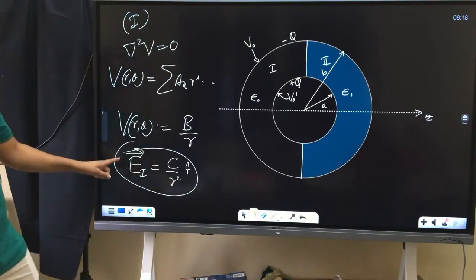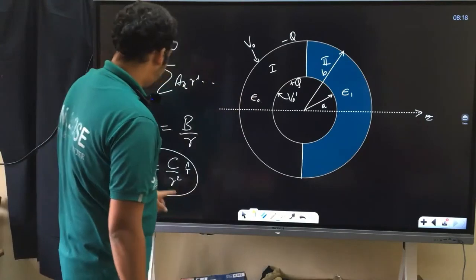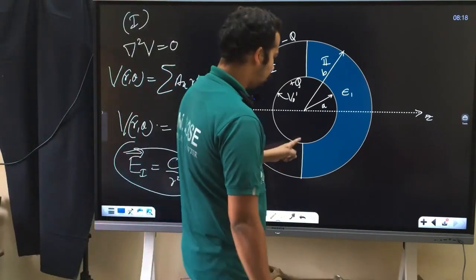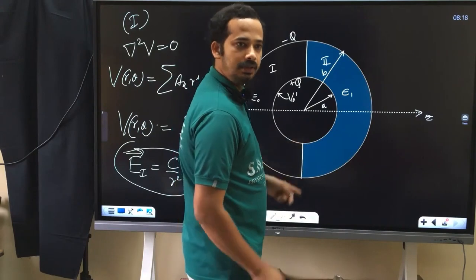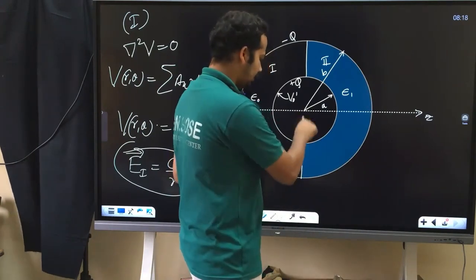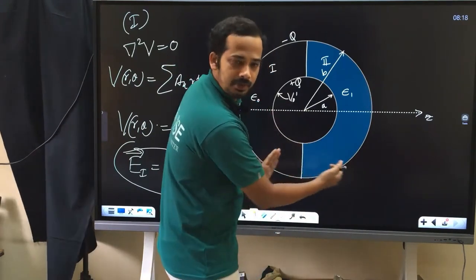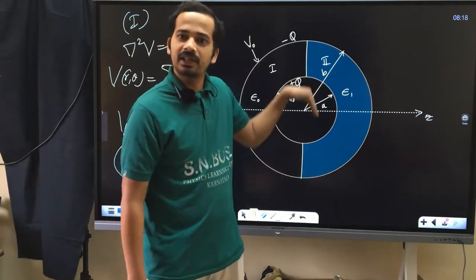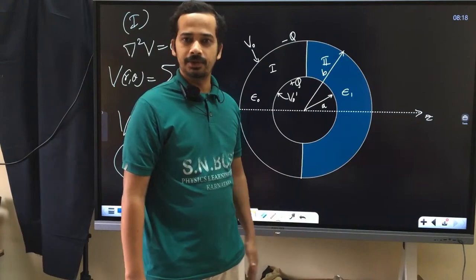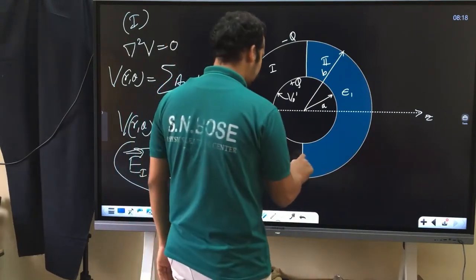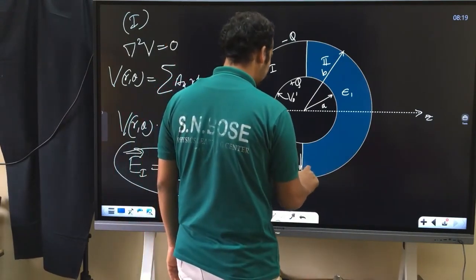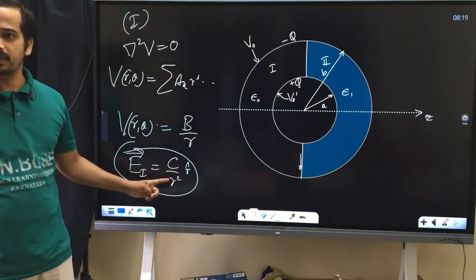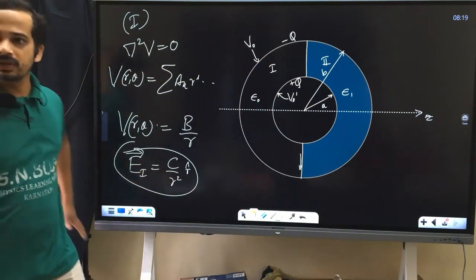Once the electric field in the first region is C by r square r cap, now look into this interface. This interface is radial, am I right? The interface between air and dielectric is radial here. So the electric field itself is a radial component. It has only a radial component, no theta component, isn't it?